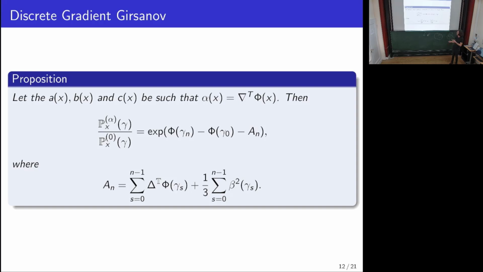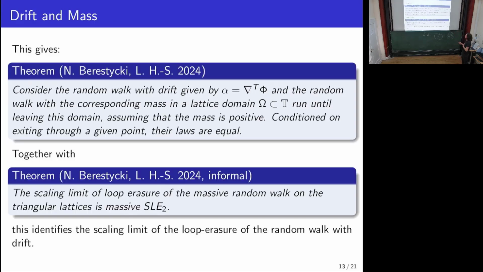And for that, we needed this in the discrete. Okay, so that's what we have. So what do we need? We need a random walk with a drift, which corresponds to a continuous thing of a gradient. This is not a discrete gradient, so this is discrete. So it's a random walk with a drift given by a gradient, and a walk with a corresponding mass.